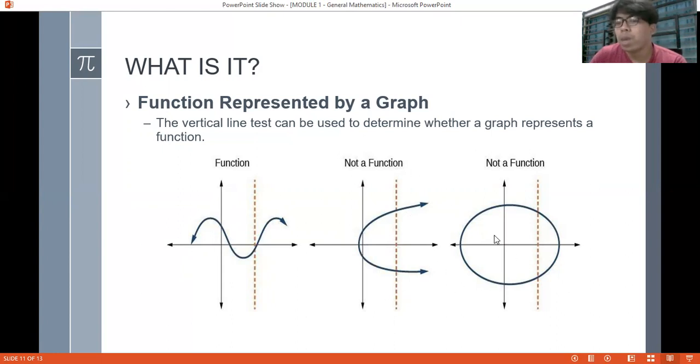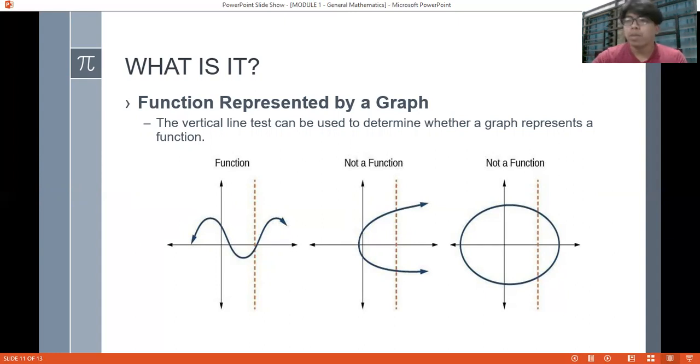Also, we have a graph here in the shape of a circle. We use the vertical line test, and it meets twice. We have point 1 here and point 2 here. So that is why it is not a function. Why is it not a function? Because the vertical line test meeting a graph twice means the domain has a repetition. So as I said earlier, if the domain has a repetition, that is not a function.